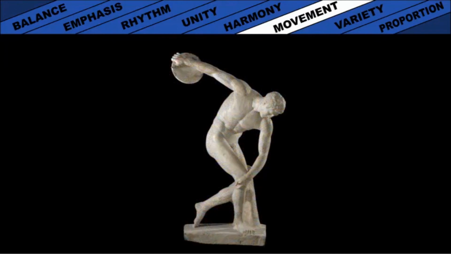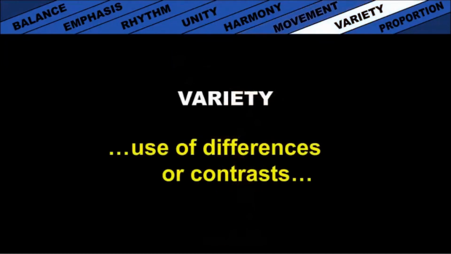Take a look at this sculpture called the Discus Thrower. Note how the viewer's eye moves along the curved limbs. This artist has achieved movement through the use of carefully placed forms. Variety is a principle of design. Achieving variety involves the use of differences or contrasts.